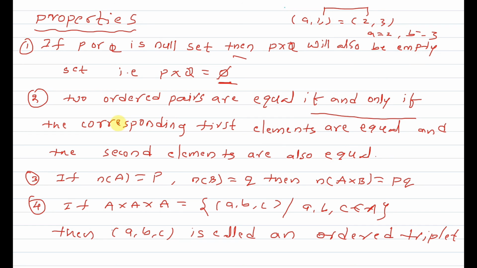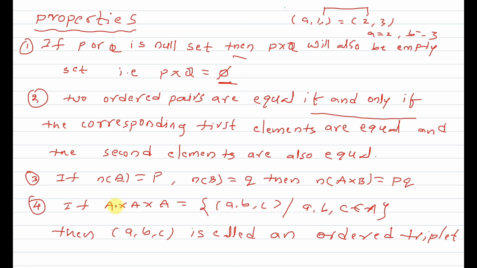This is the condition. Next, for example, set A is having P elements, so n of A is equal to P. Set B is having Q elements, that is n of B is equal to Q. Then the number of elements in A cross B, which is a set consisting of ordered pairs whose first element is from A and second element is from B, must be P into Q. P into Q, this you remember.